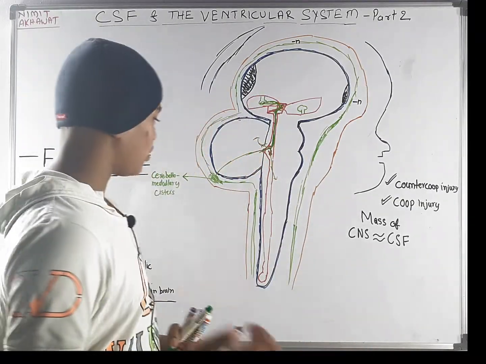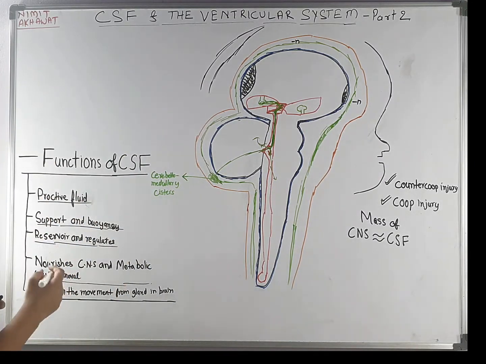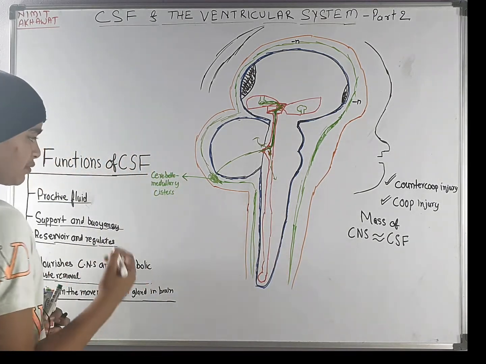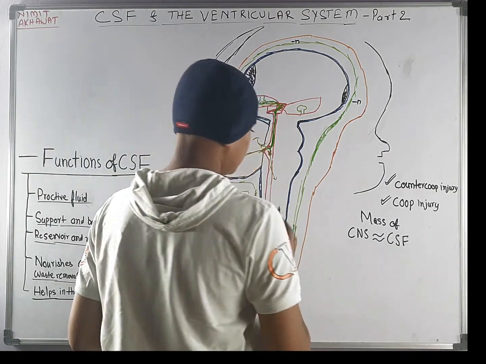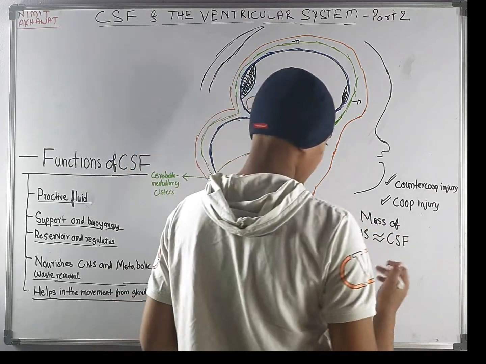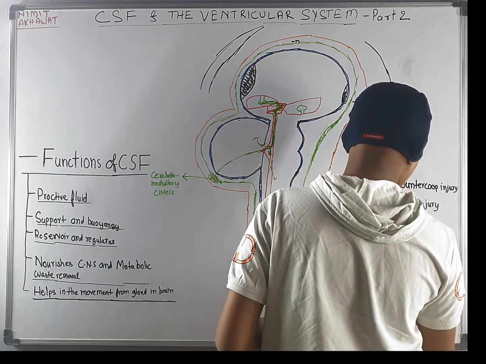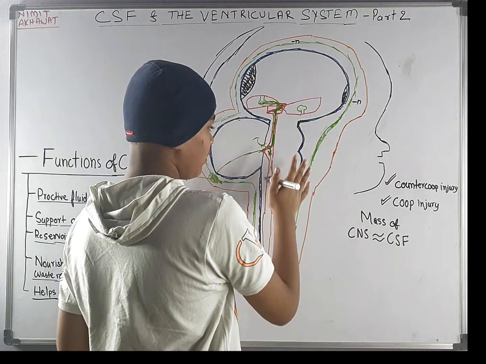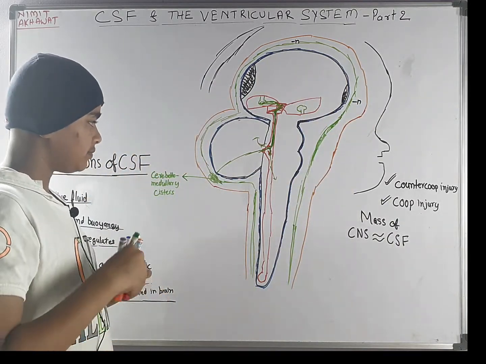Now we will discuss the second function of cerebrospinal fluid. The second function of cerebrospinal fluid is to support our central nervous system and provide buoyancy, which means floating in liquid. So our central nervous system floats in cerebrospinal fluid. Because the mass of the central nervous system is approximately equal to the mass of cerebrospinal fluid, our central nervous system floats in cerebrospinal fluid.